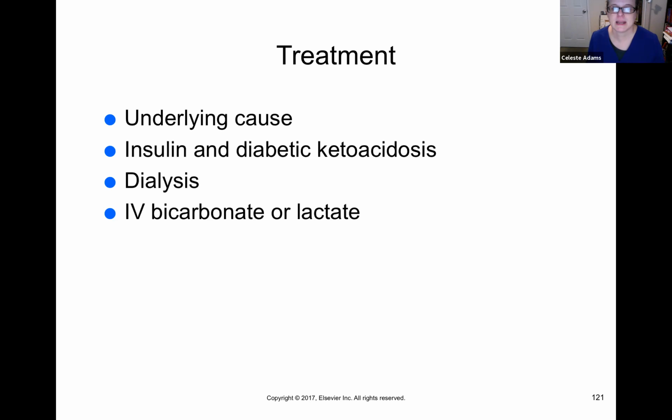Treatment in diabetic ketoacidosis is to give insulin. The blood sugar is going to be extremely high, so you're going to give that insulin to balance out that blood sugar. Insulin also binds with bicarb as well, so it does have an effect on bicarb production.